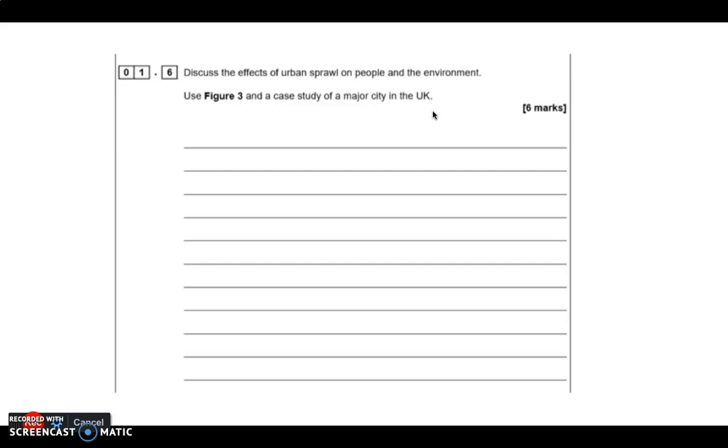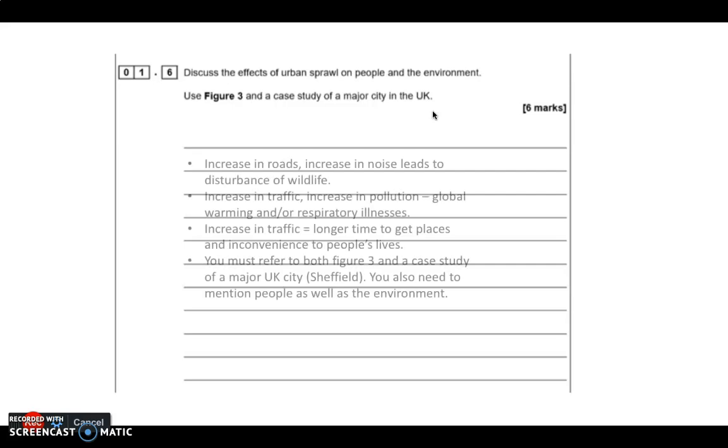The question also says discuss the effects of urban sprawl on people and the environment. So this idea of urban areas spreading outwards, how is that going to affect people and also the environment? So some of the things that you might have talked about: increase in roads might increase in noise level, lead to disturbance of wildlife, and you could use the map to suggest areas where there were lots of roads. Increase in traffic could cause an increase in pollution, which is going to lead to global warming, or you can think about the effect on people, so respiratory illnesses. Increase in traffic might be longer time to get places or move goods around, which is an inconvenience.